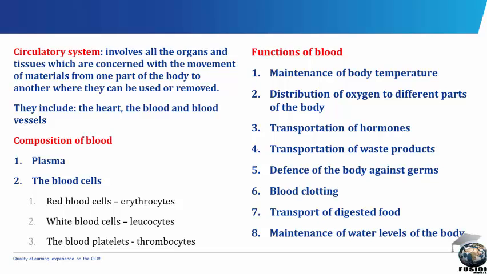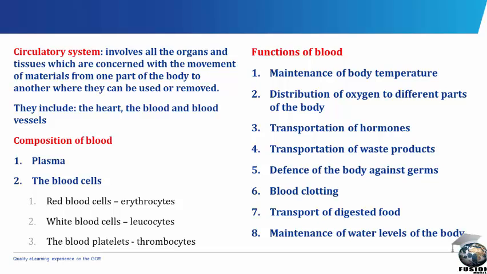Composition of the blood. The blood is a fluid tissue. It is made up of 2 parts, the fluid plasma and the blood cells or corpuscles. Now, the plasma is the liquid portion of the blood. It is made up of water, blood proteins like globulin, fibrinogen, prothrombin, dissolved mineral salts, and other organic substances like the hormones, enzymes, digested food, waste products, etc. within the body. The blood cells are the red blood cells, erythrocytes, the white blood cells, leukocytes, and the blood platelets, the thrombocytes.